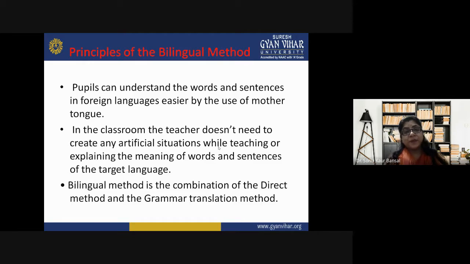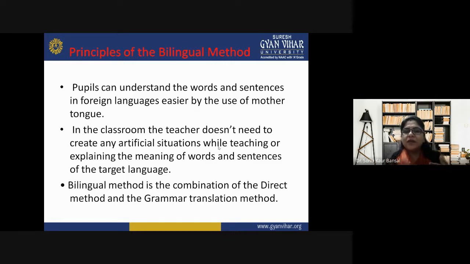What are the principles? Again, I'm repeating what I told previously: principles are something that many scholars have tested, and now they have come to the conclusion, yes, this is perfect, this is all right, this is applicable to this concept. So that concept is called principles. So, number one principle is that people can understand the words and sentences in foreign languages more easily by the use of mother tongue.